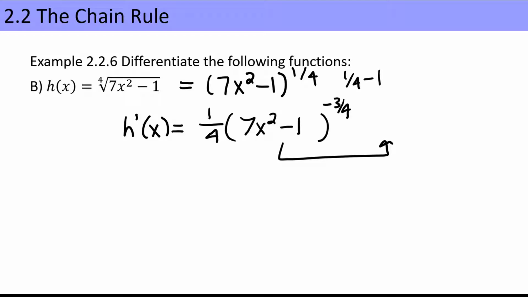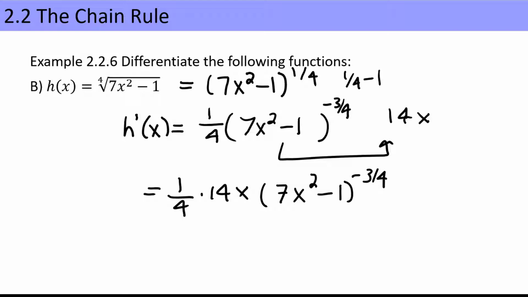Then we must remember to take the derivative of the inside function. The derivative of 7x squared minus 1 is 14x. Let's clean that up. We'll have 1/4 times 14x times 7x squared minus 1 to the negative 3/4. And we can simplify it a little bit and express this as, 14/4 would reduce to 7/2, so we can have 7/2 x times 7x squared minus 1 to the negative 3/4.